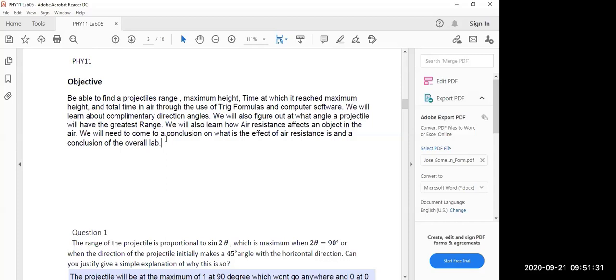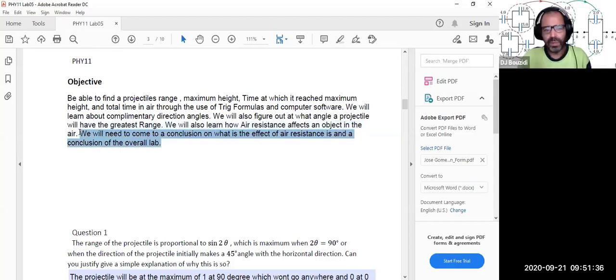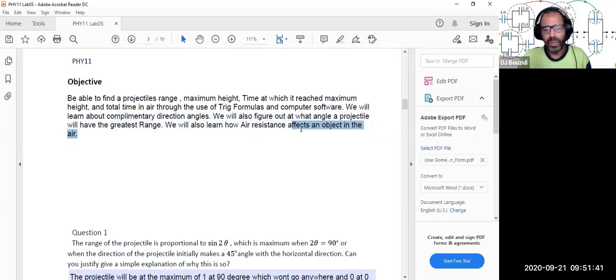We will need to come to a conclusion on what is the effect of air resistance. That sentence needs to be completely removed. And then the sentence before it also replaced with we will explore the effects of air resistance. And that's it. That's plenty enough. You don't have to be too detailed in here because technically this is your hypothesis. We will explore the effects of the air resistance. Okay, that's it. That's good enough.